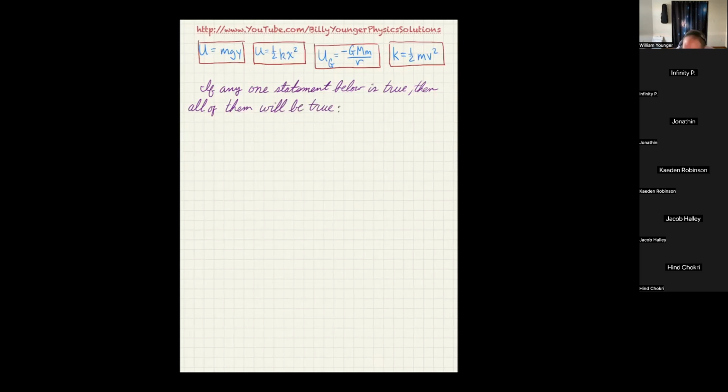So this is a really big deal. This means, hey, if I can prove one of them, then I automatically get all the results from all of them. And this first one's kind of weird. Not everybody lists this as a separate one. I'm doing it. So let's say the force F is conservative.